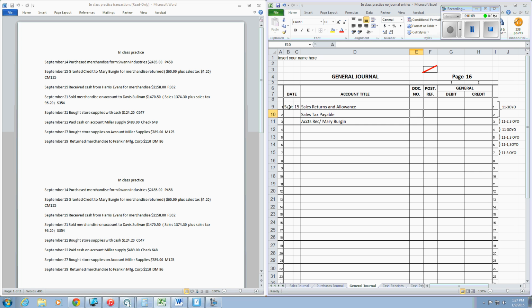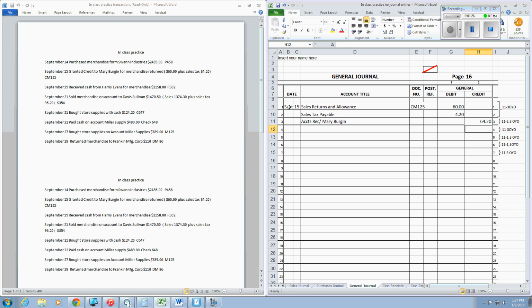And so we have to fill that in as document number CM 125. And then we're going to be debited. How much did we have to return? Well, we had to return $60 of it. The government returned $4.20 of it for a total of $64.20. So now we have to post this.